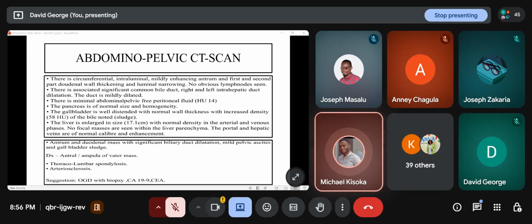So the dilemma that you had is actually the dilemma that I had initially. At this particular point in time, I opted to call a colleague who is a surgeon who usually does OGDs. So I sent this particular patient for OGD to see if truly we have a duodenal mass or an antral mass anywhere else.